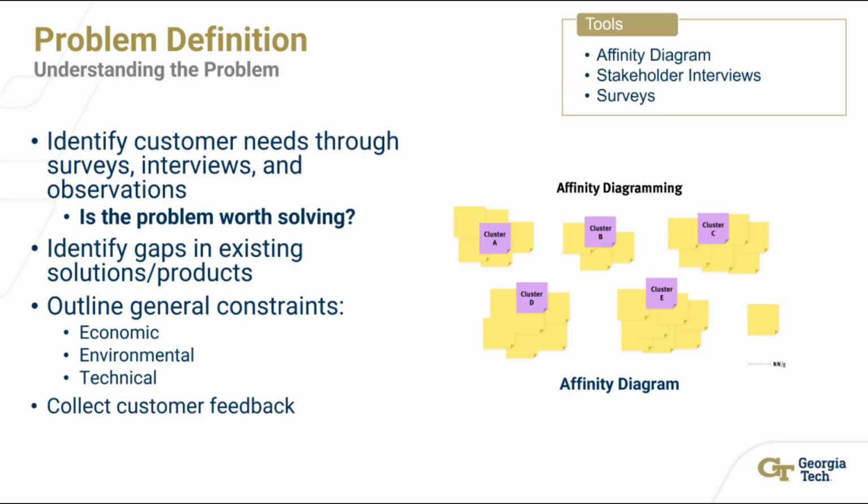First, let's take a look at problem definition. So in a broad sense, this is how do we define what problem we need to solve. First, of course, it's very important to identify customer needs through surveys, interviews, and observations, and answer the question, is the problem really worth solving? It's important to identify gaps in existing solutions or products, and also get a general outline of the constraints you'll be working with throughout the project, whether they're economic, environmental, or technical. And as you're doing this, it's very important to consistently be collecting customer feedback. Now, some of the tools we could use for this would be affinity diagrams, stakeholder interviews, and surveys.